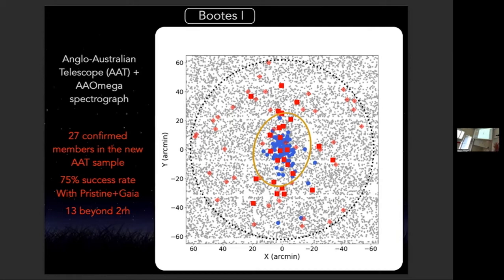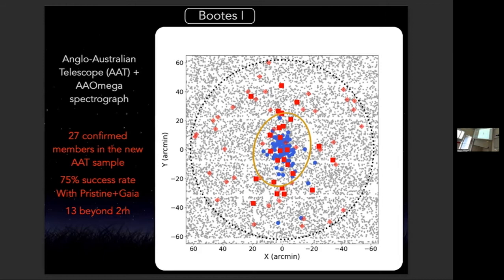But if we look at the number of stars that were probable Boötes 1 stars with Pristine and Gaia, and look at how many of those turned out to be members, we found a success rate of 75%. So it's really, really good at finding dwarf galaxy stars. In particular, we found 13 stars that are beyond the 2 half-light radii, this yellow ellipse. So we more than doubled the number of member stars in the outskirts of the satellite, which is great because now we're going to be able to study the kinematics at greater distances.